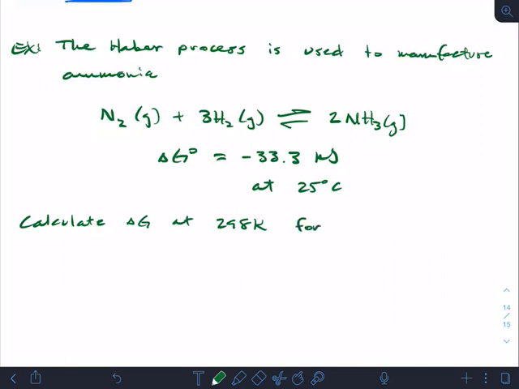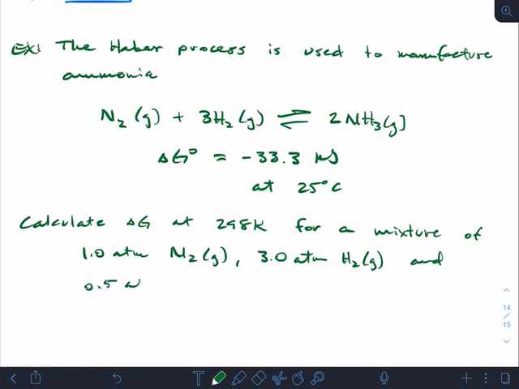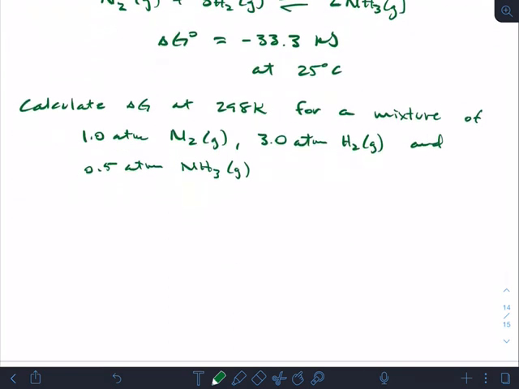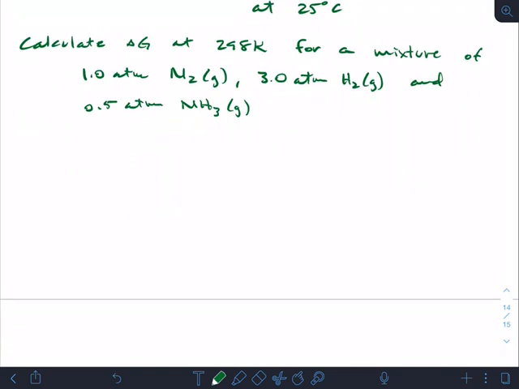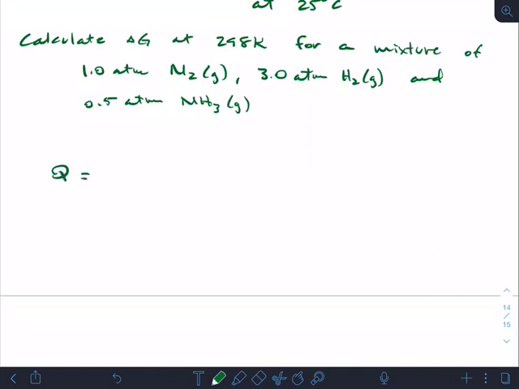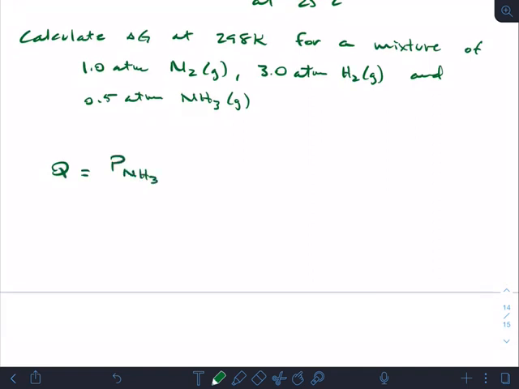So what we want to do is calculate delta G at 298 K, or 25 degrees Celsius, for non-standard conditions. So in our case, calculate delta G at 298 for a mixture of 1 atmosphere of N2 gas, 3 atmospheres of hydrogen gas, and 0.5 atmospheres of ammonia. Okay? So, non-standard conditions. So what I'm going to do is calculate a Q.